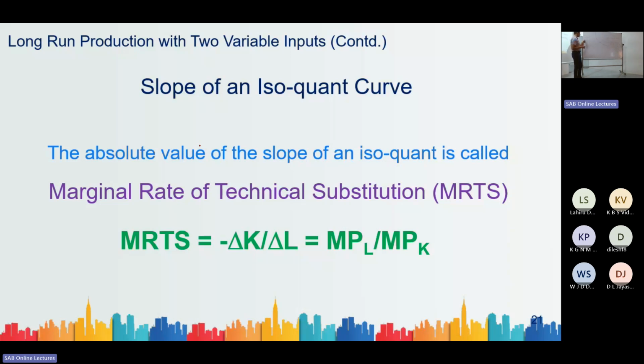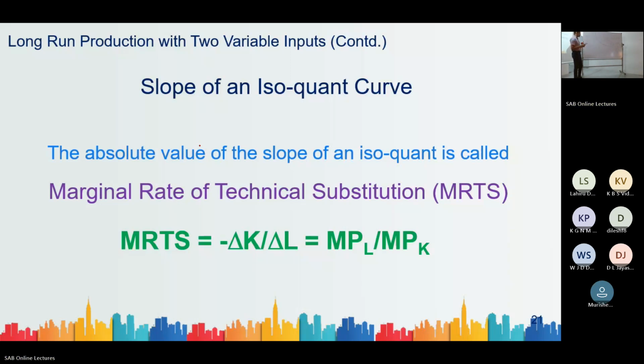So what do we understand? Marginal rate of technical substitution is decreasing when moving down along the curve, because marginal rate of technical substitution is the technical name we give for the slope of an isoquant.